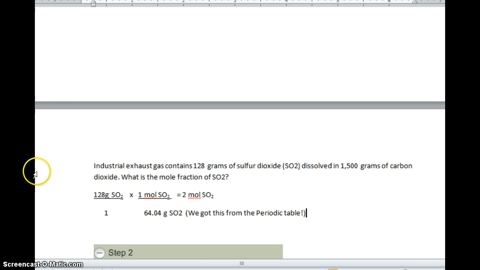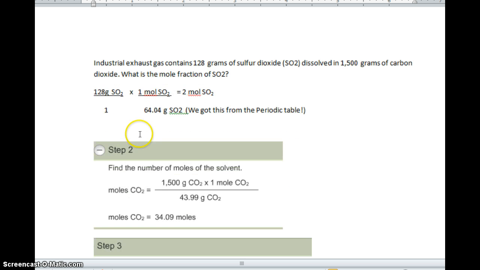Okay? All right, step 2. Step 2 says find the number of moles of the solvent. So we have moles of carbon dioxide. And again, they set it up that same way. If we look back at our original problem, we have 1,500 grams of carbon dioxide. And then they divided it by the molar mass of carbon dioxide to get 34.09 moles.